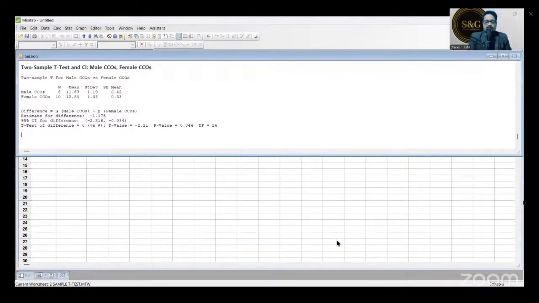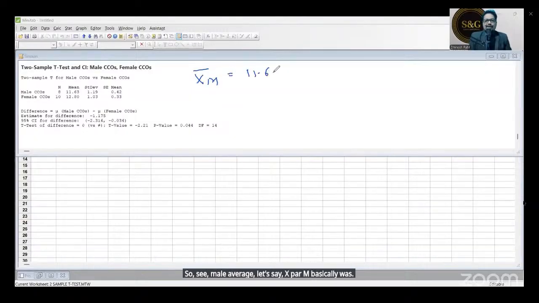All right, just try to understand what we have. See, male average, let's say X bar M, was 11.63, and female average was 12.80. So here we can say mathematically there is a difference of 1.17 minutes. This is a mathematical difference between the two averages.